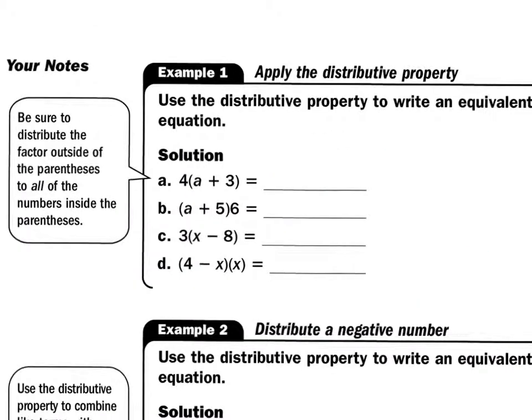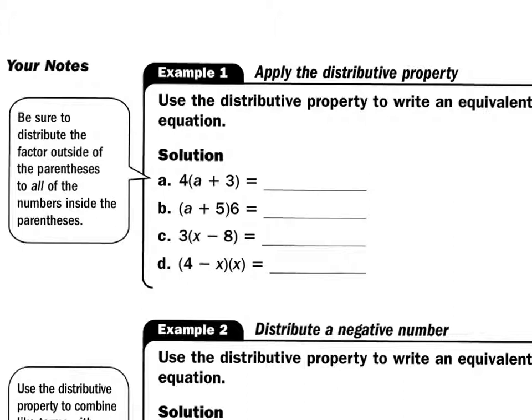In example 1, we will apply the distributive property with a mixture of numbers and variables. And what we're going to do is get an equivalent expression. The note off to the left is very important because it says to be sure to distribute the factor outside of the parentheses to all of the numbers inside the parentheses. One of the most common mistakes is that students will multiply the first term but not the second one.